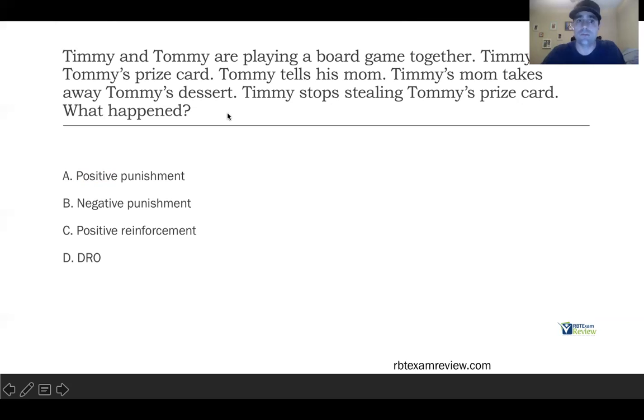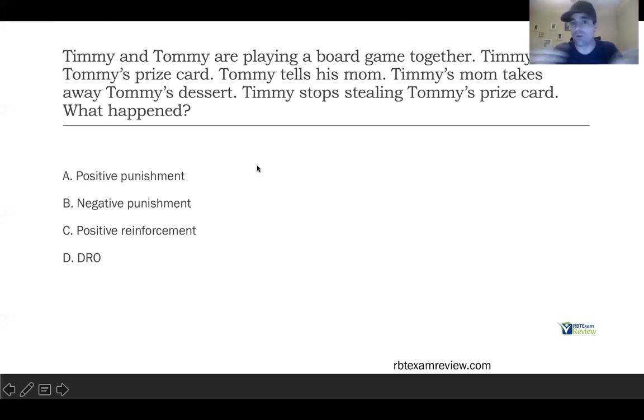What happened? So let's break it down. Timmy and Tommy are playing a board game together. Timmy steals Tommy's prize card. Tommy tells his mom. Timmy's mom takes away Timmy's dessert. So what happened? Okay, the antecedent was Timmy steals Tommy's prize card. Behavior, Tommy tells his mom. Consequence, Timmy's mom takes away Timmy's dessert. So what is happening here, right? Timmy in the future stopped stealing Tommy's prize card.